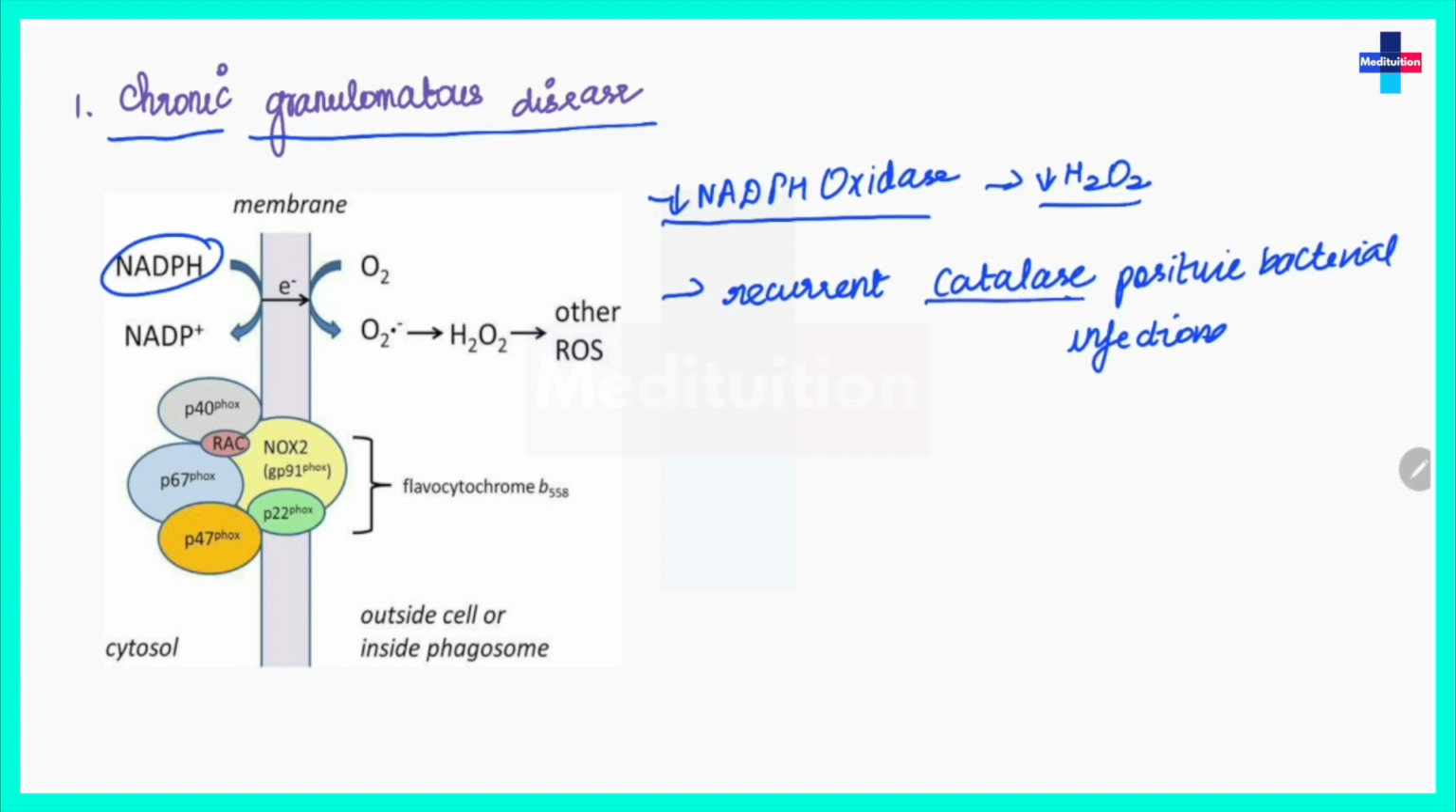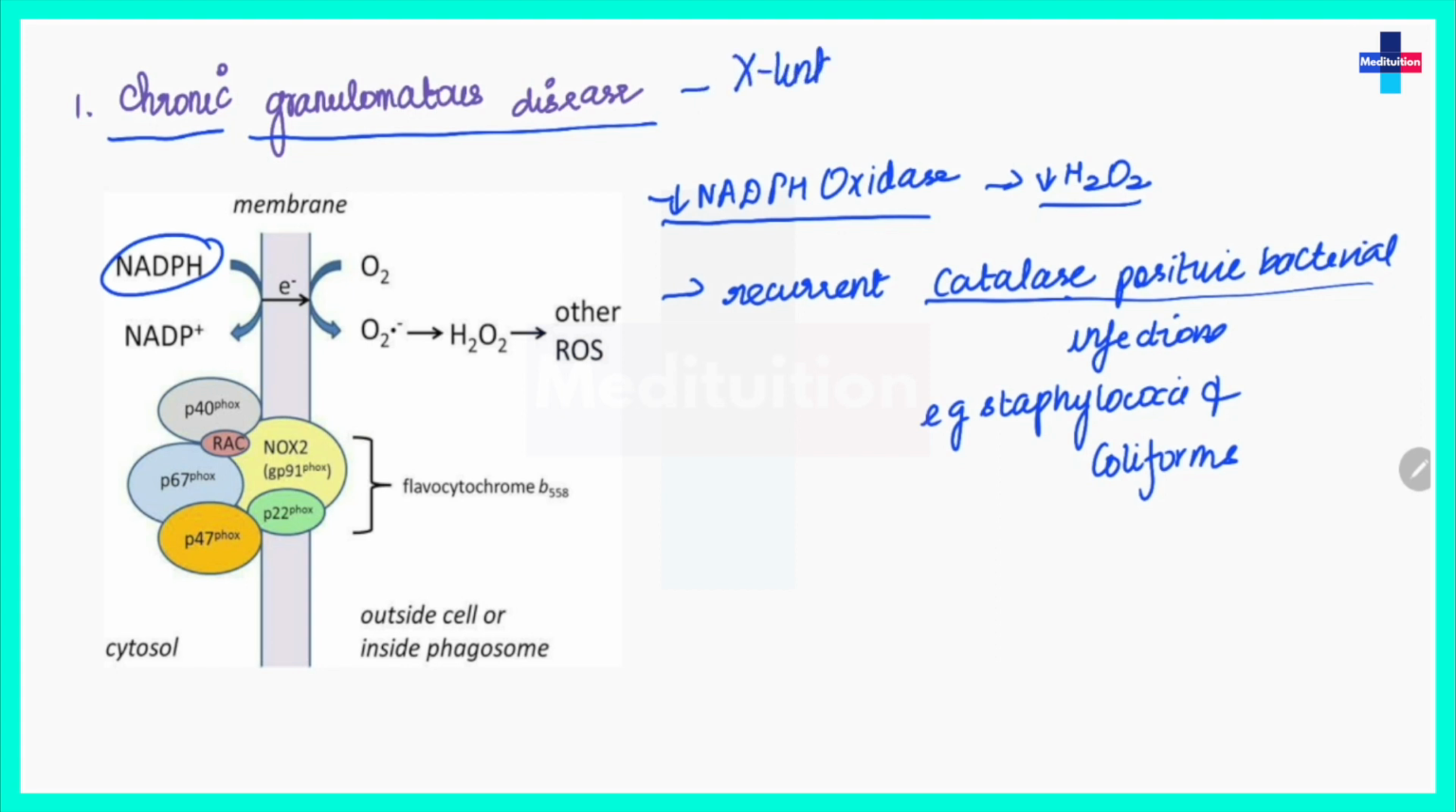And catalase positive bacteria, they are staphylococci and coliforms. So this disease is also a familial disorder. It has two types of inheritance. The most common type of inheritance is X-linked, and this is seen definitely in boys. And the rare type of inheritance is autosomal recessive type.